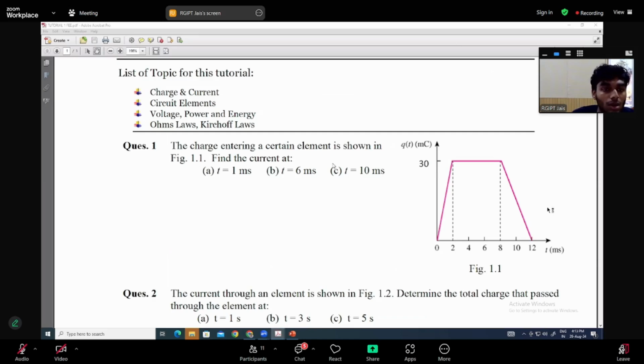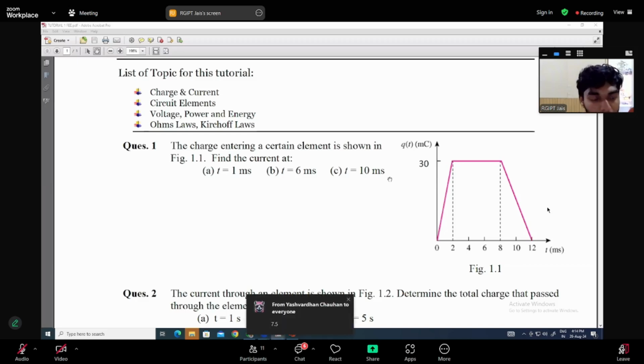Nice. Now let's move on to C, where t equals 10 millisecond. Solve this. I'm looking into the chart. Minus 7.5. One answer. I'm expecting more. Two more.